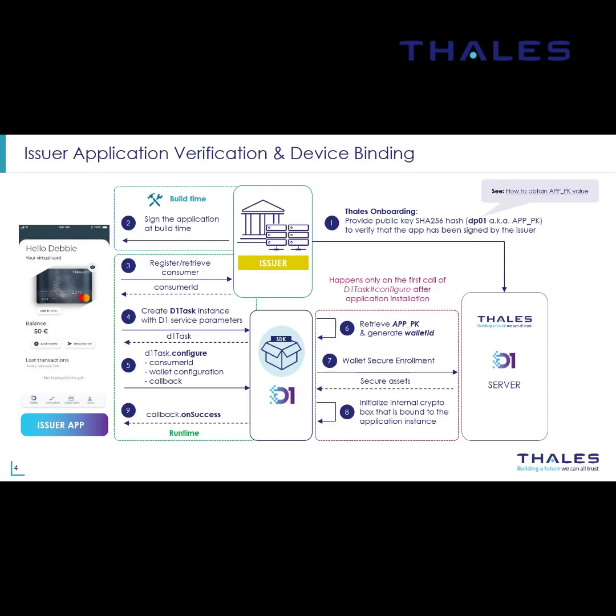Then, if it is the first call of D1 task and configure after the application installation, D1 SDK will retrieve app PK and generate the wallet ID. In the next step, the D1 SDK will call wallet secure enrollment towards D1 backend to receive secure assets and initialize an internal crypto box bound to the application instance. If it is not the first call after application installation, the application is ready to use D1 SDK after the successful callback.